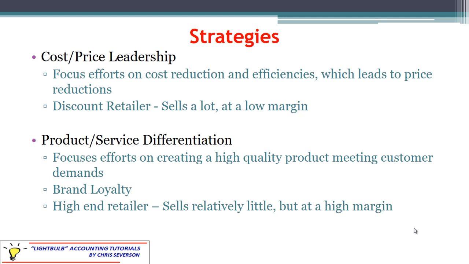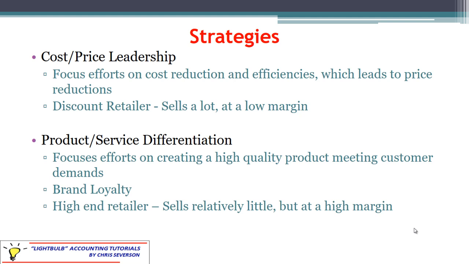First of all, you have cost or price leadership. With this particular type, the company is really more concerned with reducing their cost and being more efficient. Doing so leads to a price reduction, which hopefully will attract more customers. So you still want to have a fairly high quality product, or at least a mid-level quality, but you want to have the lowest price possible, and you want to gain all of that market share through price reductions itself.